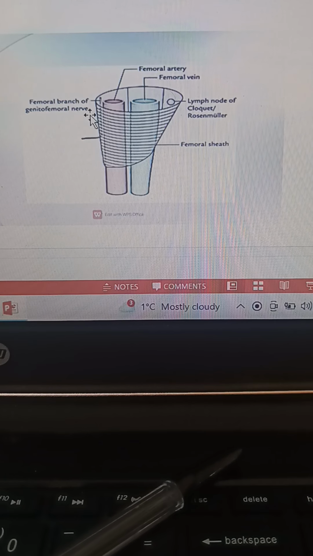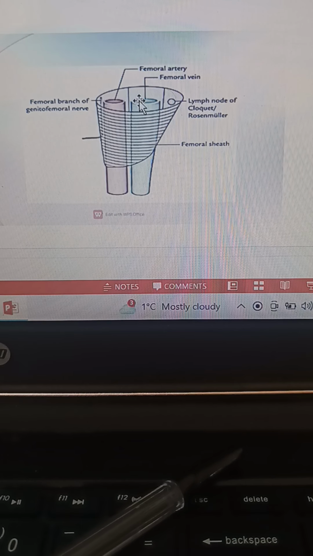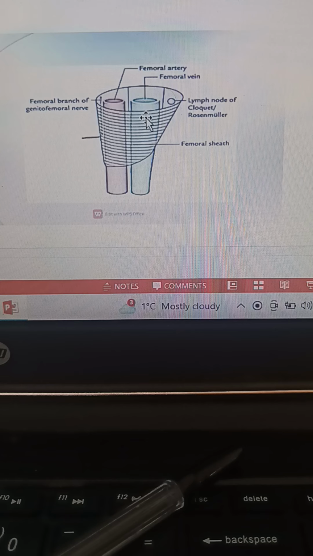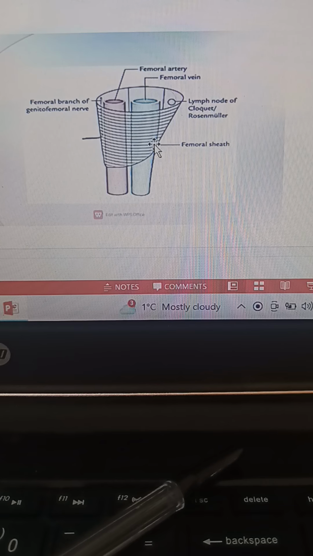Now this is a schematic picture where the femoral sheath is shown separately, and you can see the femoral artery is lateral, the femoral vein is intermediate, and there is a space also in the femoral sheath medially where you can see a few lymph nodes. This space medial to the femoral sheath is called the femoral canal, and the entry, this part, is known as the femoral ring.